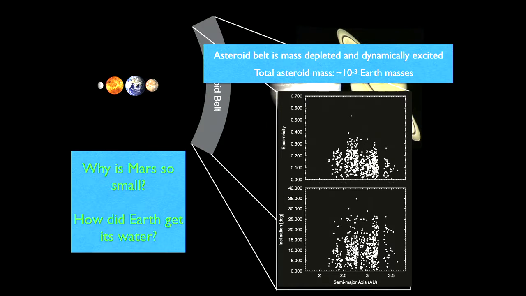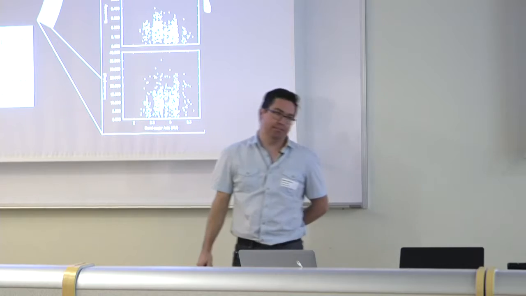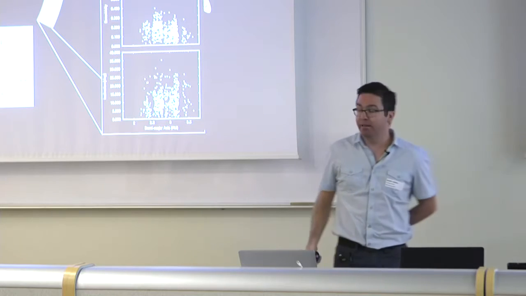So one of the questions that I want to address in the next slides is, why is Mars so small? If you compare Mars with the Earth, Mars is 10 times less massive than the Earth. Another issue in the solar system that Nader already discussed is how did the Earth get its water? And why does the asteroid belt look like this? Why is it so dynamically excited and mass depleted?